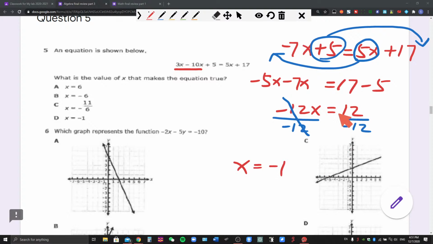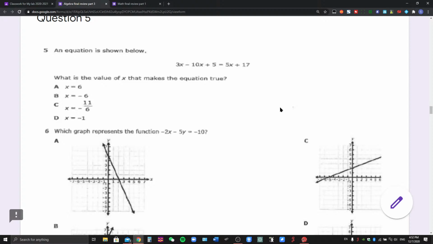All right, and here, do you still remember about the inequality? Here, when the equal sign is divided by a negative number, you can think of it as actually also flipping, but for the equal sign, even if it flips, it's still equal. So x equals negative 1, and the answer will be D.